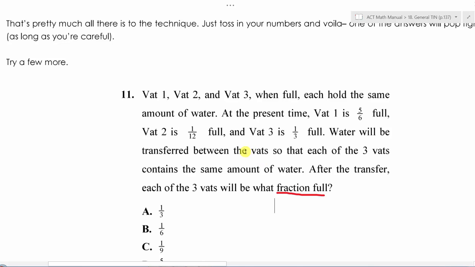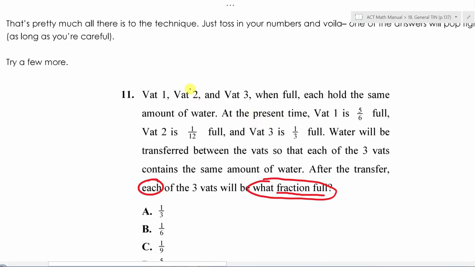Let's go ahead and read this all the way through. Let's work this one together. So Vat 1, Vat 2, and Vat 3, when full, each hold the same amount of water. At present time, Vat 1 is 5/6 full, Vat 2 is 1/12 full, Vat 3 is 1/3 full. Water will be transferred, and so on. After the transfer, each of the 3 vats is what fraction full? That's what the question is asking. So a lot of phrases, a lot of little ins and outs here. So let's take this one step at a time.